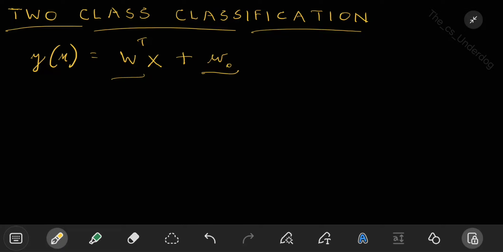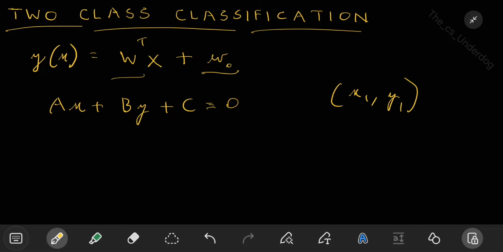If you want to find the normal distance to a line from any point, let us say I have a random line ax plus by plus c is equal to 0. This is my line, some random line. And let us say I have a point. This point is x1, y1. I want to find the normal distance from this point x1, y1 towards the line ax plus by plus c equal to 0. How do I find the distance?